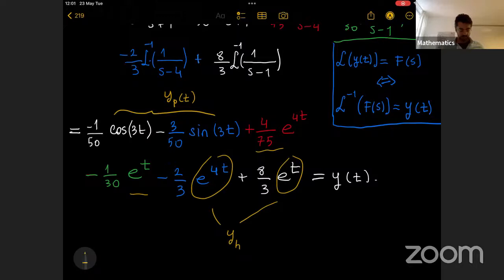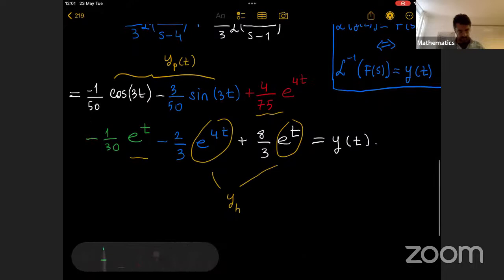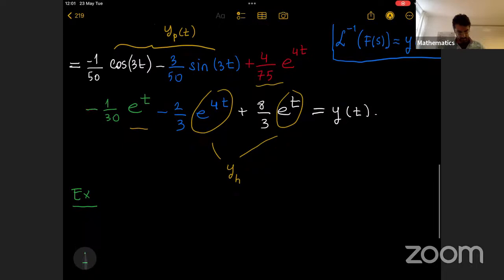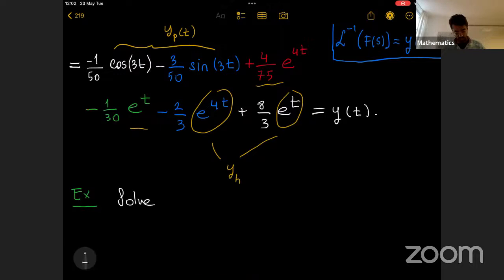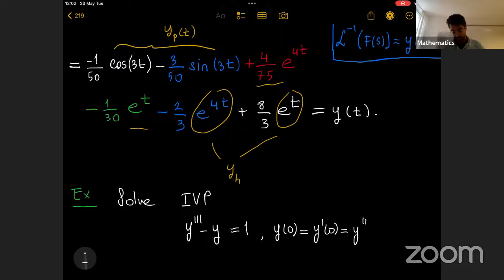Good. Any other question? All right, let's do this example. Solve the IVP, initial value problem, y triple prime, the third derivative, minus y is equal to 1. Here y of zero equals y prime of zero equals y double prime of zero. They are all zero, okay?